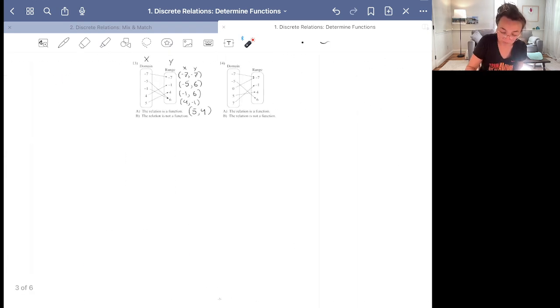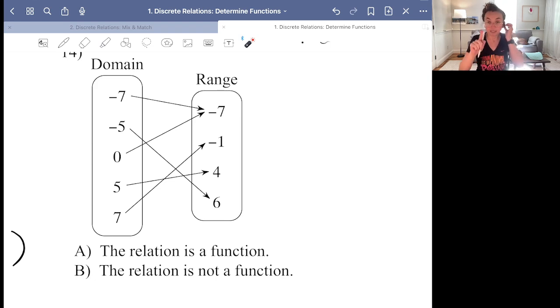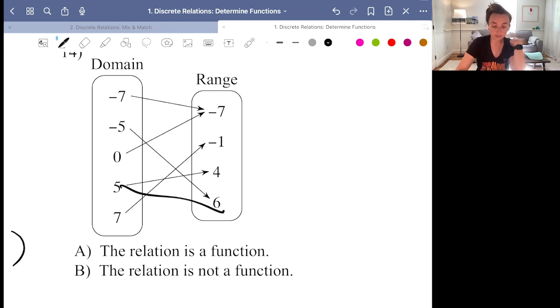So let's go to a different one. Let's go to this one here. Take a second. Is this a function? You can pause the video if you need more time. But the answer is that it is a function, yes. For every input, it only gives out one output. -7 goes to -7, -5 goes to 6, 0 goes to -7, 5 goes to 4, and 7 goes to -1. We don't have a situation where 5, for example, is going to two different numbers, right? That's not a situation here. One input, one output. It's a function.